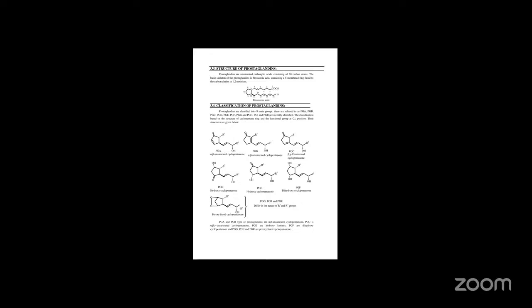The basic skeleton of prostaglandins is prostanoic acid, containing a five-membered ring fused to the carbon chain in the 1,2 position. So here, a ring having two side chains with 20 carbon atoms, with the carboxylic acid as a functional group. Classification of prostaglandins.